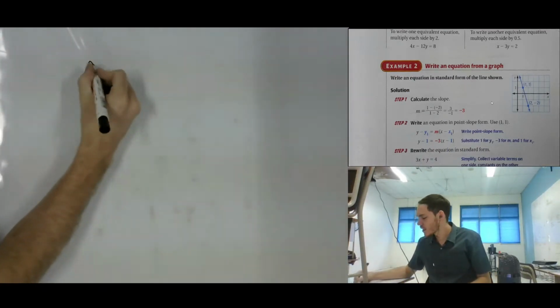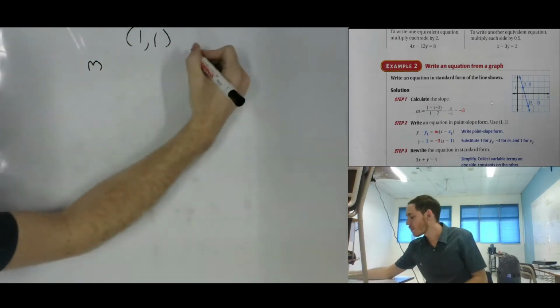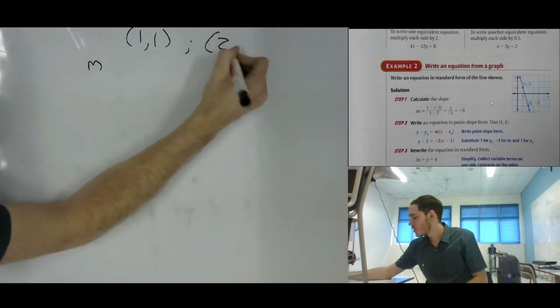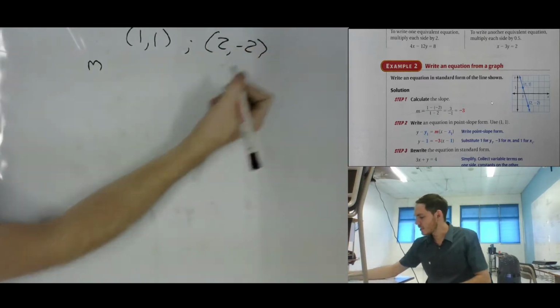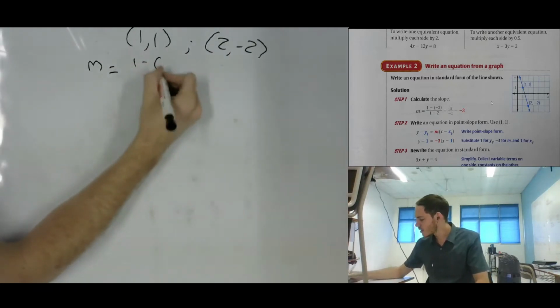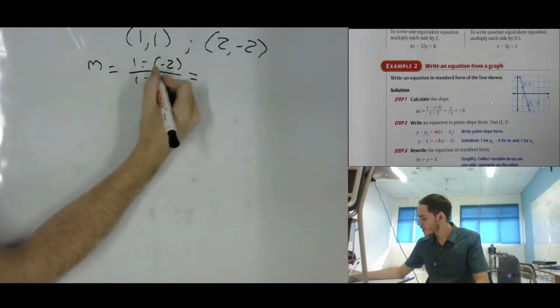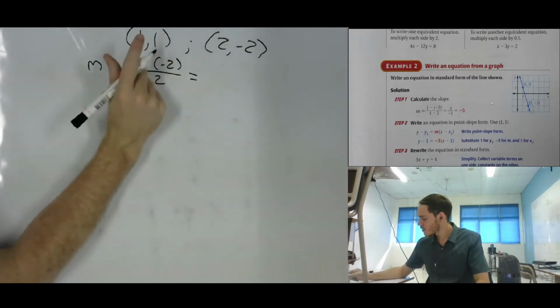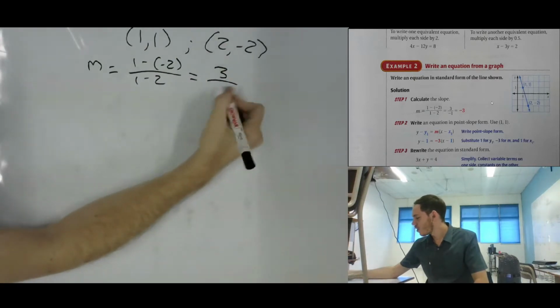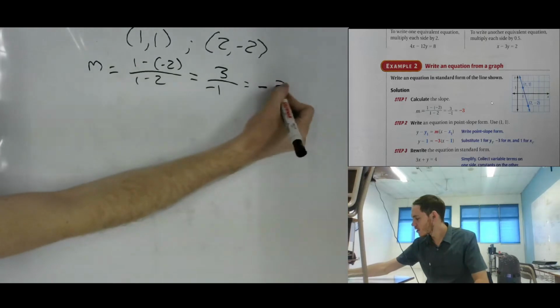Okay, write the equation in standard form for the lines shown. First thing, we have 2 points. We're going to write this in standard form. I'm going to show you the process. The process is, first we find our slope. So I'm just going to subtract: 1 minus negative 2 over 1 minus 2. This becomes 3 over negative 1, or negative 3.